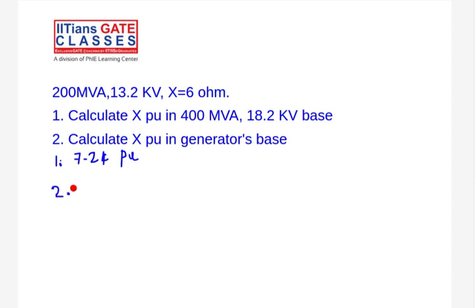Now can you do the second part? Again, for the second part there are two approaches, and we'll look at both. Can you tell me what the answer for the second question will be? The first approach is to use the same approach that we used for part 1. That would be to calculate base impedance as 13.2 the whole square divided by 200.